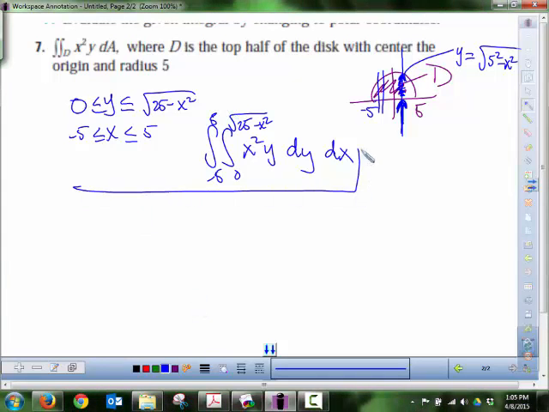But let's redo the same problem. This time, putting it into polar coordinates. So if you're going to do polar coordinates, for the most part, we're going to be integrating with respect to r first. And theta will just be your angle that goes from somewhere to somewhere.